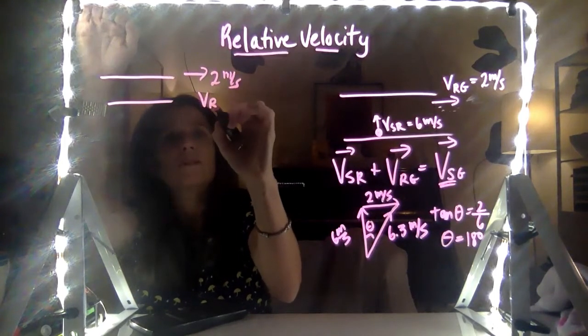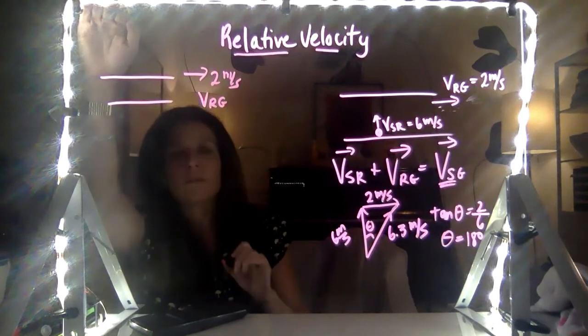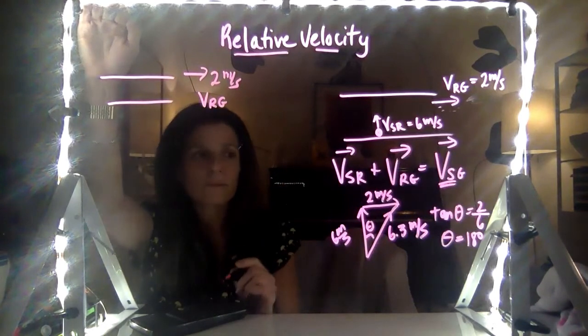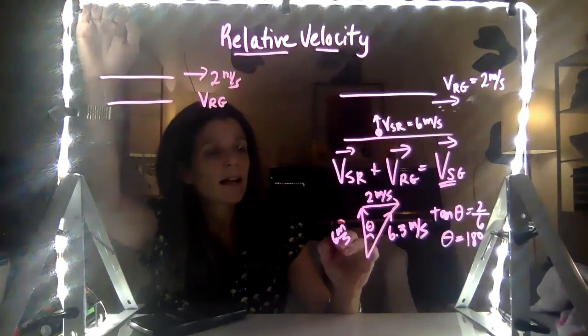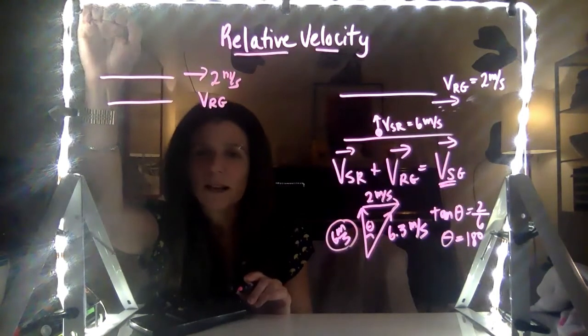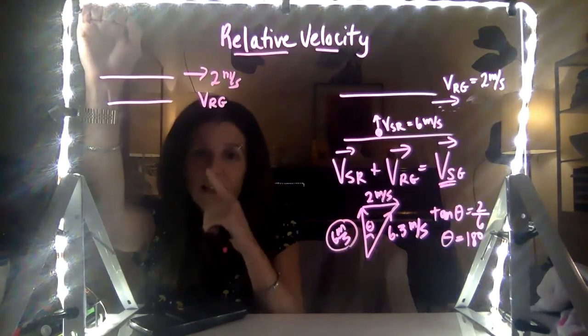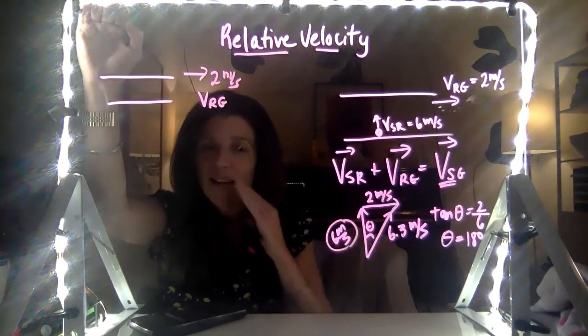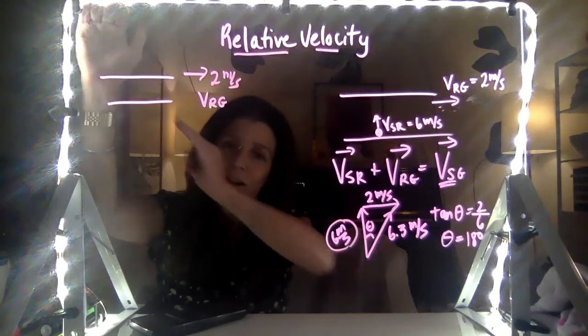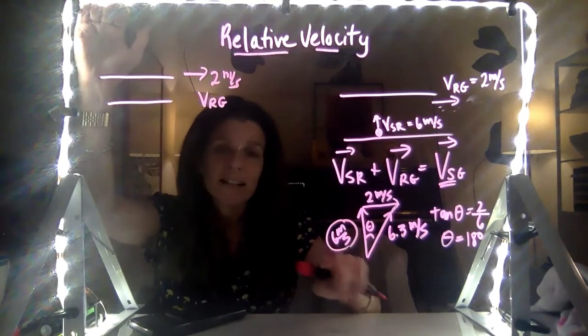The velocity of the river relative to the ground is 2 meters per second that way. I also know that I can swim at 6 meters per second. So whatever direction I aim in, it's going to be 6 meters per second. That's what's different. I'm aiming at an angle, so I'm going to make the hypotenuse of a triangle with my body, and that's going to be 6.